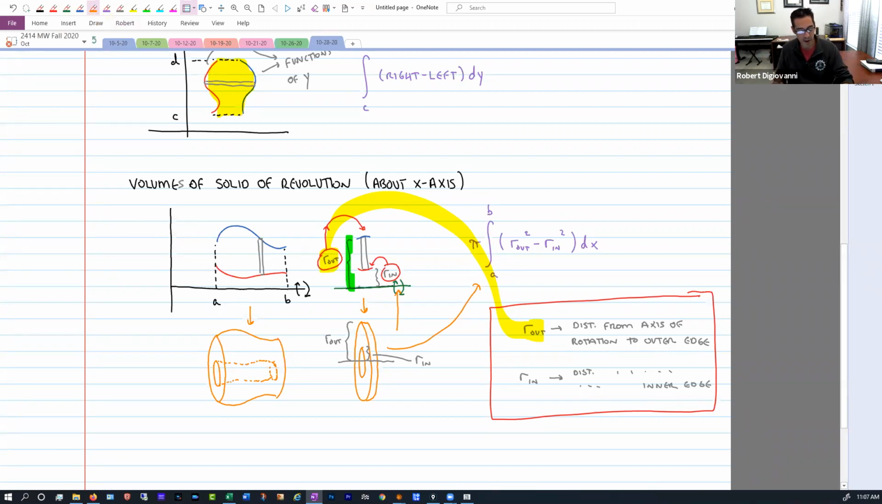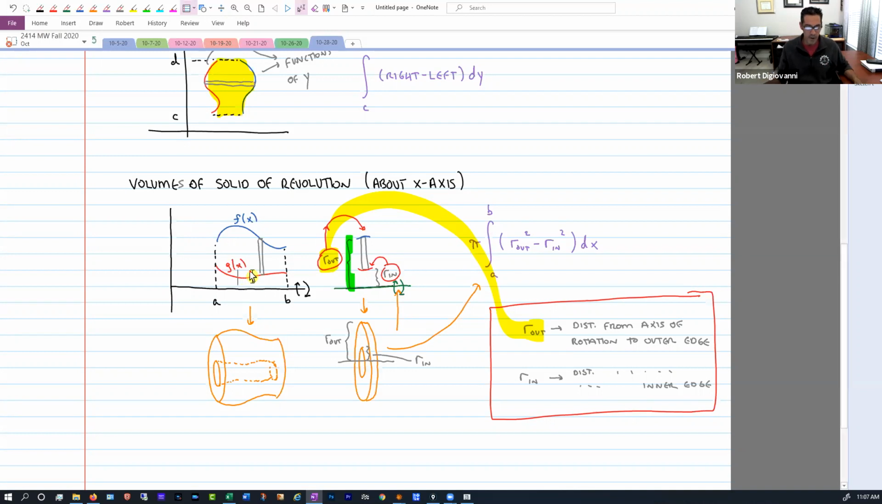So the distance from the axis of rotation to that outer edge is just the value of that blue function. I didn't name it, but if I call the blue one f of x and the red one g of x, then that distance from here to here is just the value of f. And the radius on the inside is just the value of the g function. That's not going to be the case for the rest of the day. That's why we need to be clear that it's a visual thing. You're looking at a distance from the axis of rotation to that edge of that rectangle.